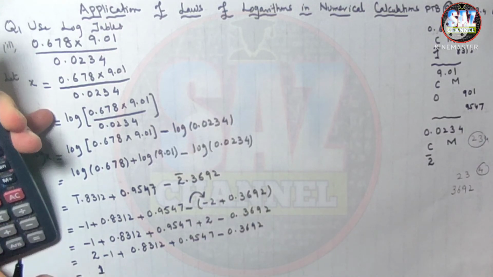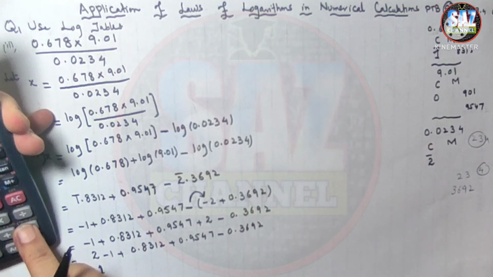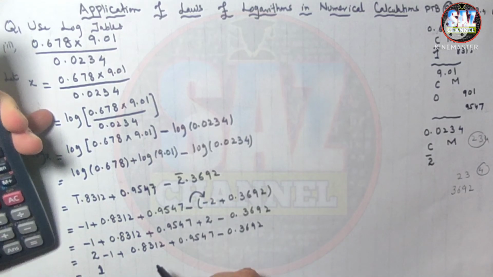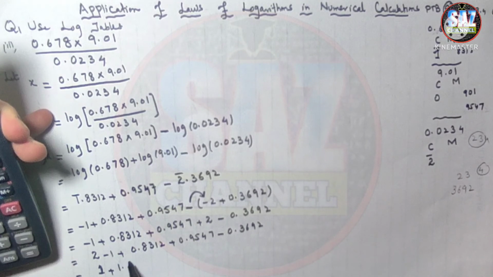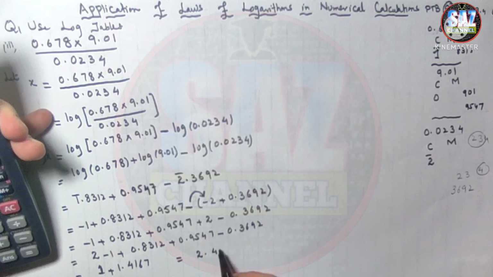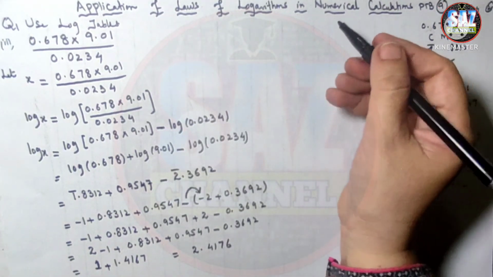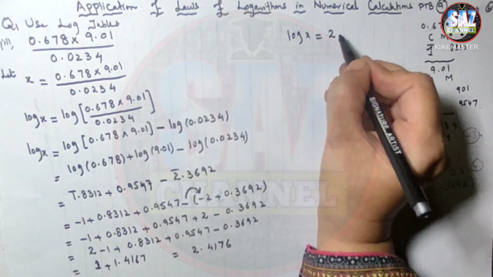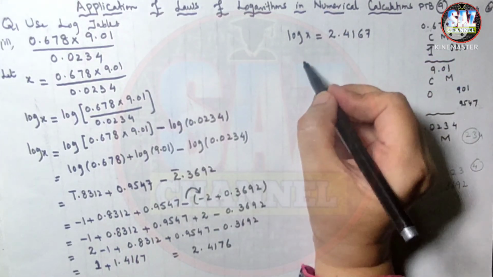0.8312 plus 0.9547 minus 0.3692 gives me 1.4167, and this gives me 2.4167. So log of x equals 2.4167. Now I have to find the number.